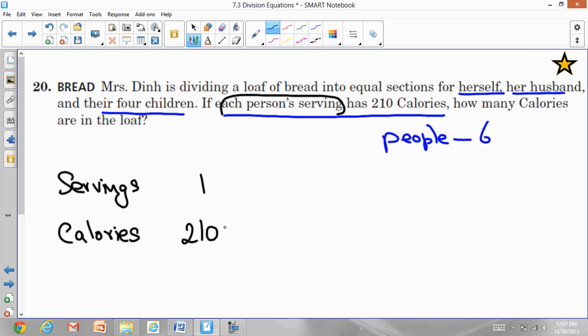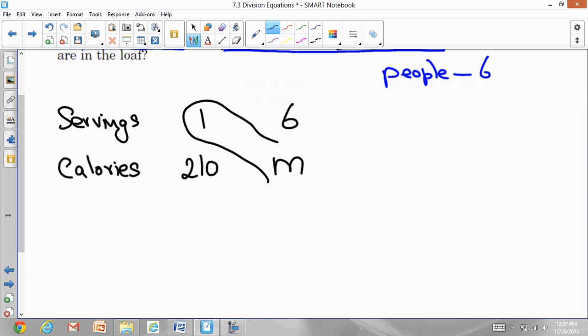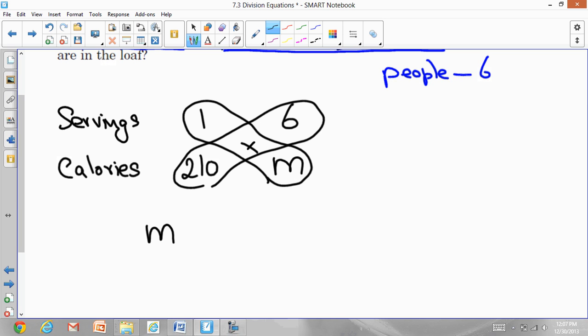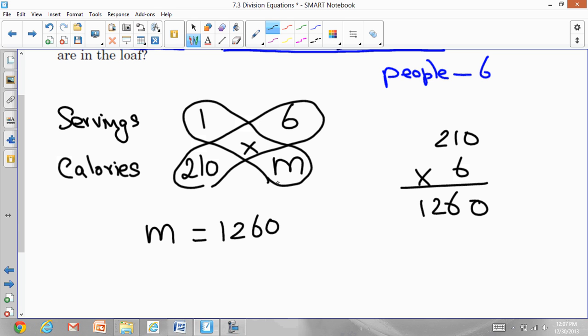So the question is, how many calories are in the loaf? Because she is breaking the loaf into 6 people. So that means she wants 6 servings to get out of this loaf. So you have 3 numbers. The last one is your m. Now this one you're going to cross over and multiply. So 1 multiplies m to just give you the m. And 210 multiplies 6 to give you 1260. M stands for the word calories. Attach the word calories to the answer. So the entire loaf of bread is going to have 1260 calories.